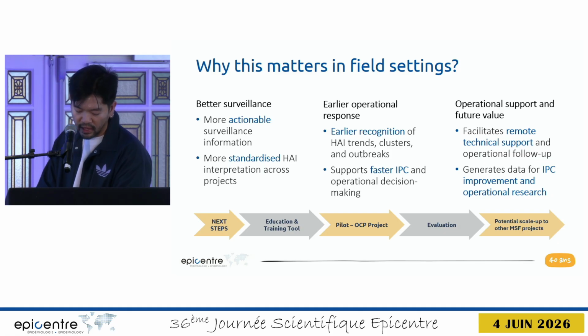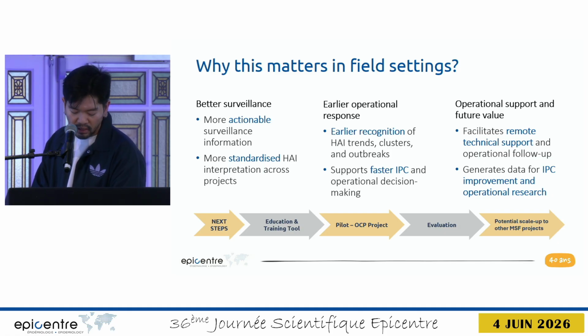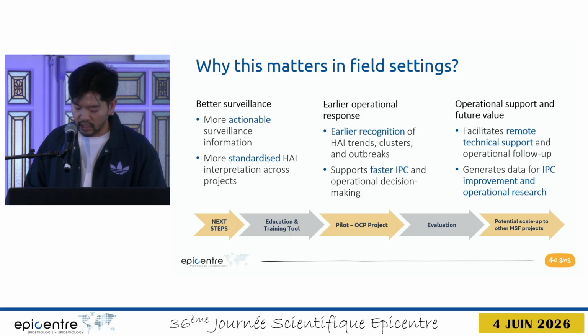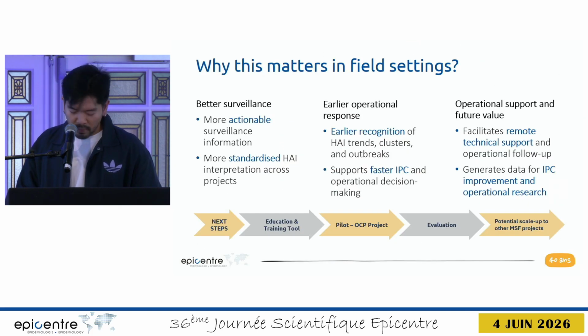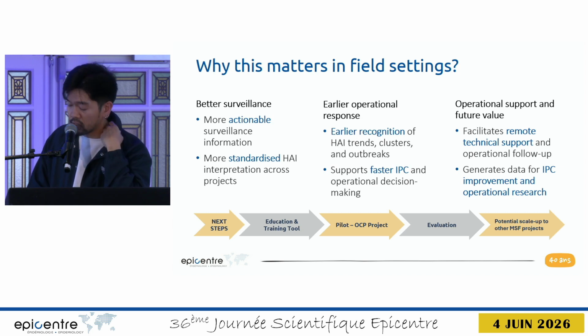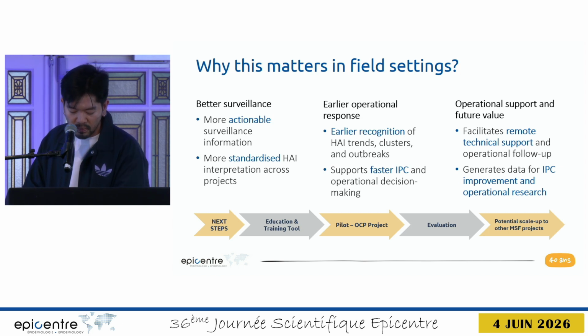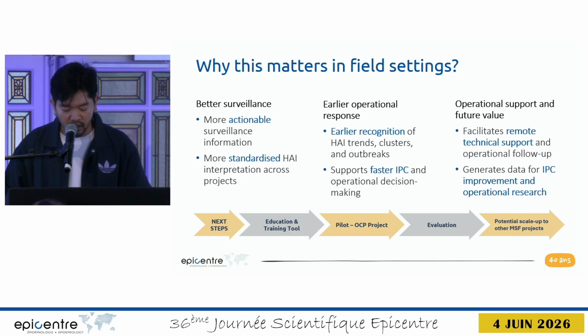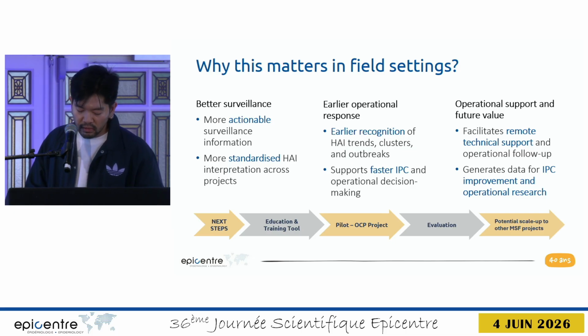First, the project aims to improve surveillance itself by transforming fragmented clinical, laboratory, and IPC data into more actionable surveillance information, together with more standardized interpretation of HAI events across projects. Second, the tool aims to support earlier operational response through earlier recognition of HAI trends, clusters, and outbreaks, and support faster IPC and operational decision-making in high-workload settings, rather than when it's too late, which usually happens in our projects. Finally, beyond routine surveillance, the online platform may also facilitate remote technical support.